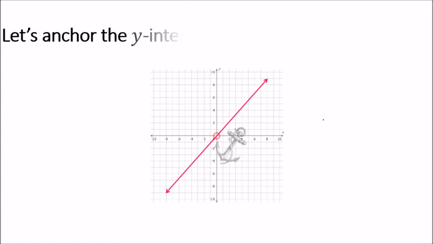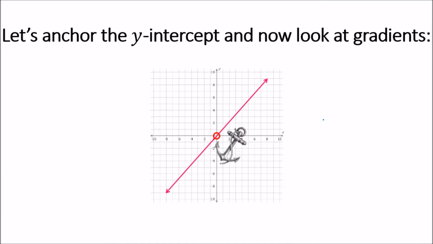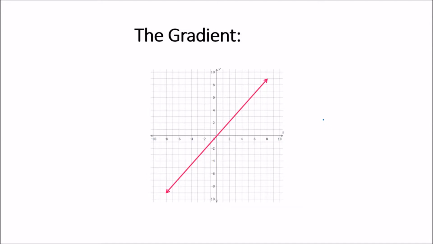Now what we're going to do is we're going to anchor the y-intercept at 0. So the y-intercept is not going to change for this line anymore. So without worrying about y-intercepts, we are now just going to look at gradients. And as you remember from before, gradient is describing how steep a line is. So the gradient, you'll know it as rise over run. But what does that really mean?